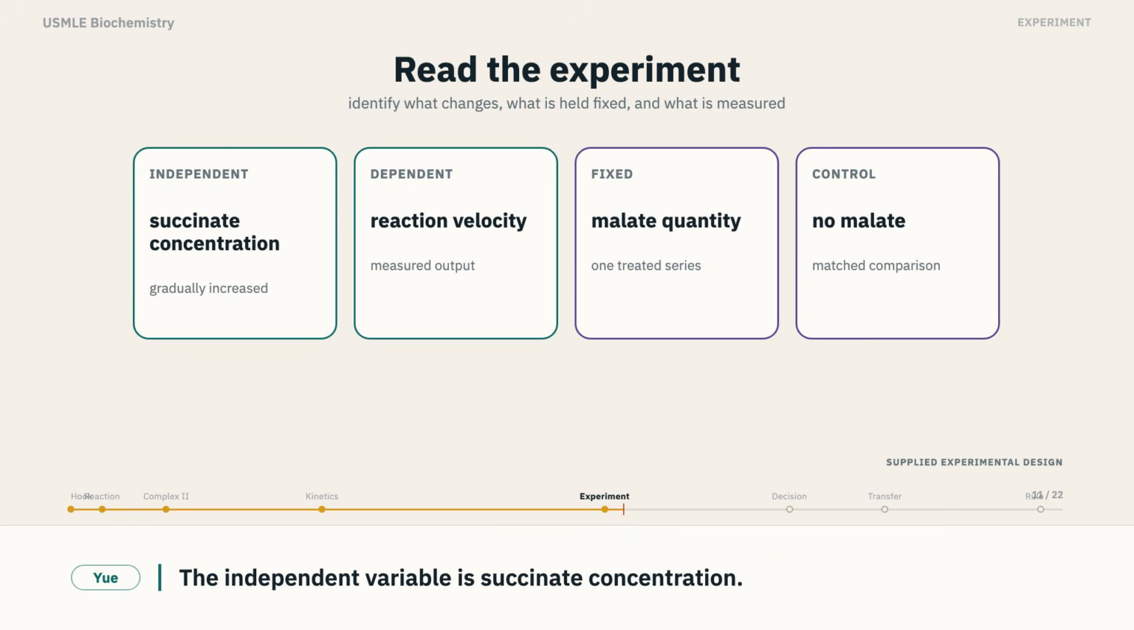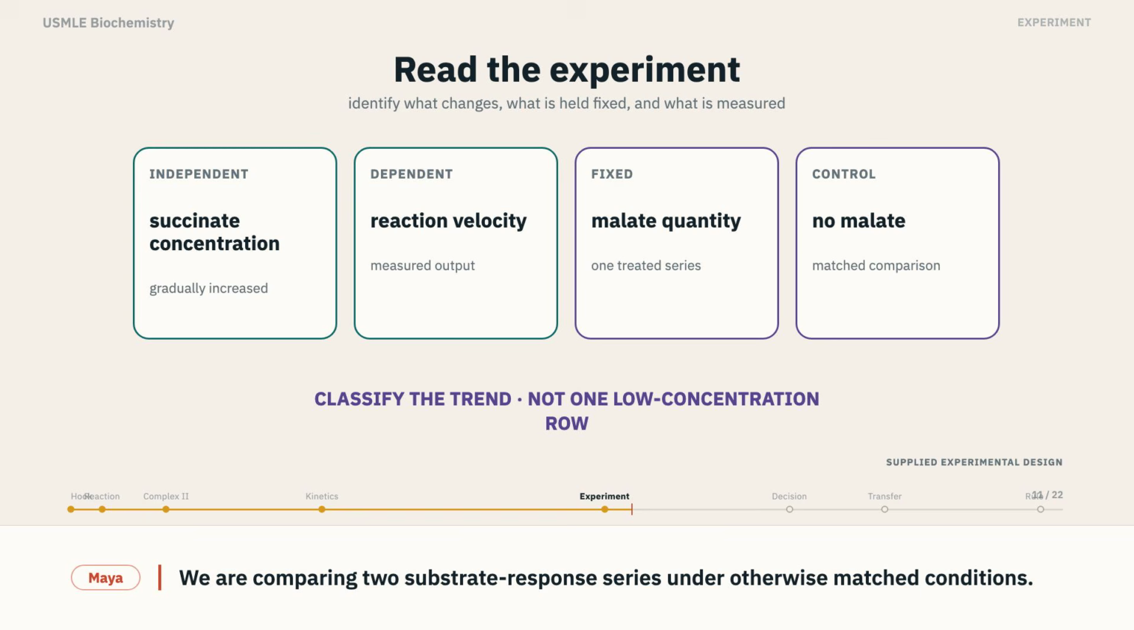The independent variable is succinate concentration. The dependent variable is reaction velocity. The amount of malate is fixed, and the no malate condition is the control. Good. That setup matters. We are comparing two substrate response series under otherwise matched conditions. One low concentration value cannot define the mechanism. We need the trend across the full substrate range.